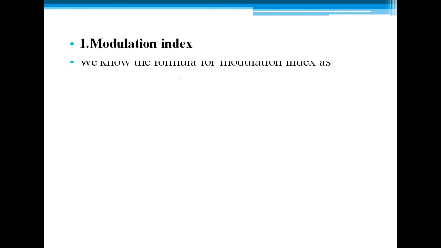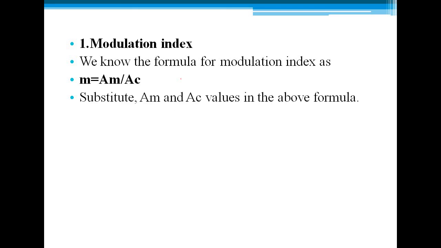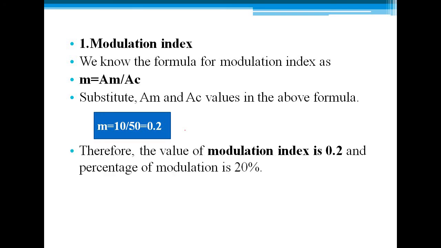First is the modulation index. The formula for modulation index m is given by m is equal to Am by Ac or Vm by Vc. The values of Vm and Vc we have just extracted in the previous two slides, and putting the values, my modulation index m is equal to 10 divided by 50, which is equal to 0.2. In this way we find the value of the modulation index. So the modulation index is 0.2 and the percentage of modulation is 20%. If you want to represent the modulation index in percentage, you just multiply that value by 100. So 0.2 into 100 comes out to be 20%.